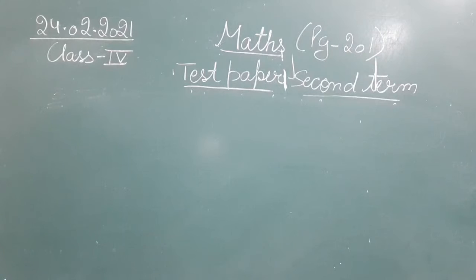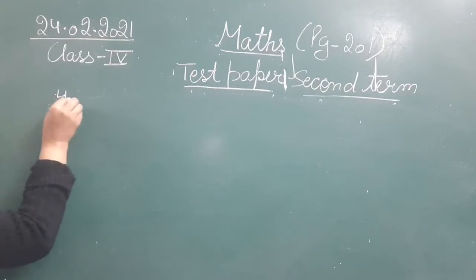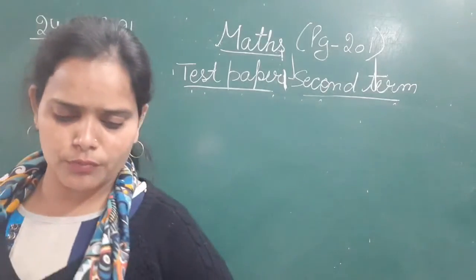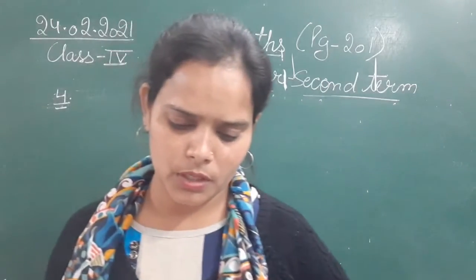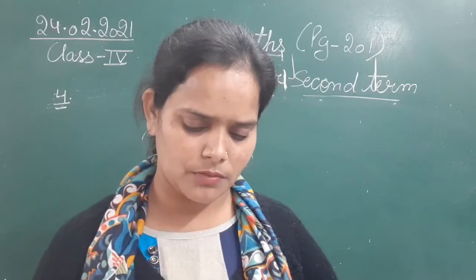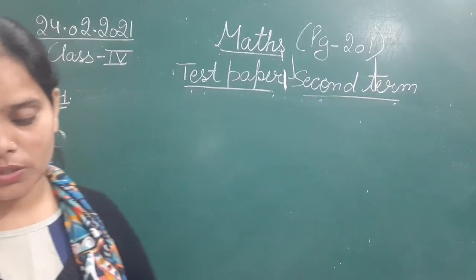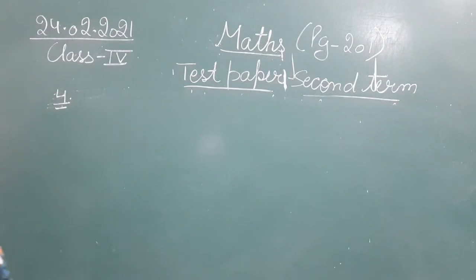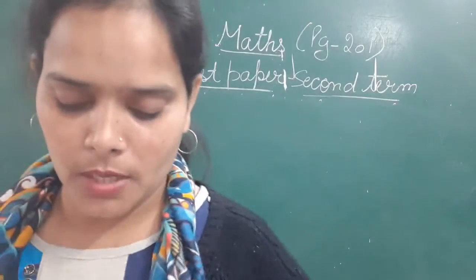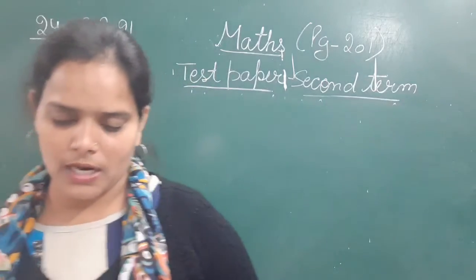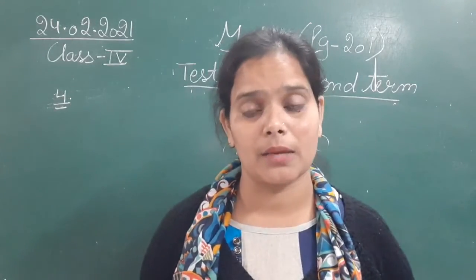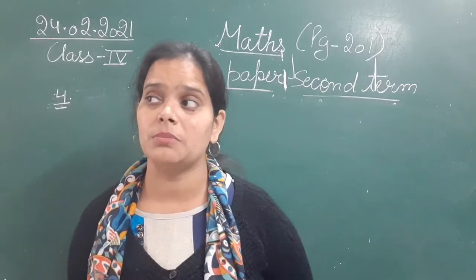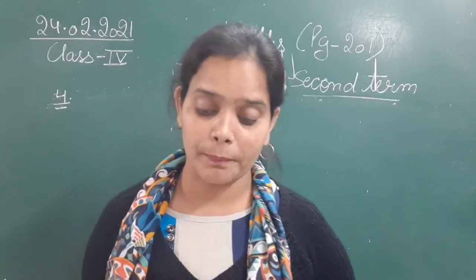The question number 4 is, what was the time before 4 hours 15 minutes if it's now 6 p.m.? Okay, suppose अभी जो time हो रहा है that is 6 p.m. और आपको बताना है इससे 4 hours 15 minutes पहले कितना time था. So you need to calculate the time 4 hours 15 minutes before 6 p.m.